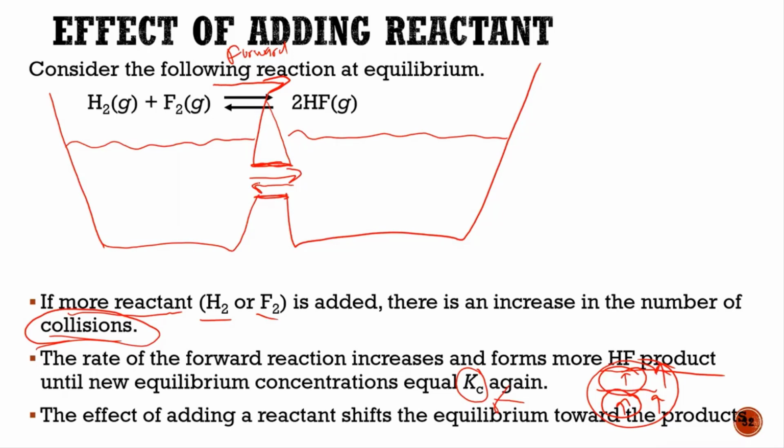Well, what would happen if I have more reactant? You could think of it as pouring more water on this side. I'm increasing the water level on this side. So what would happen to compensate for that increase in water?